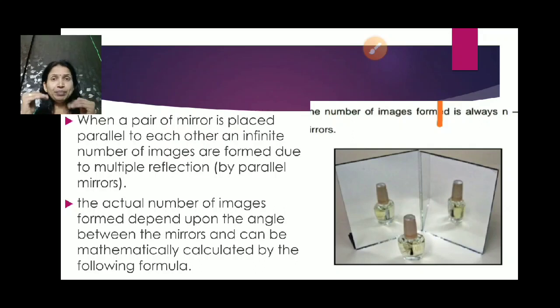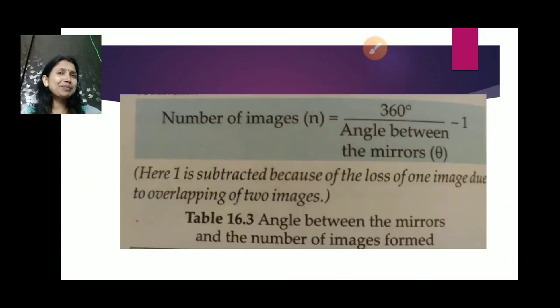The actual number of images we can calculate if we know exactly the angle between these two mirrors, mathematically calculated by the following formula. That formula I have also displayed here. So if you want to calculate the number of images, what is the formula? Number of images is equal to 360 degrees divided by the angle between these two mirrors, minus 1.